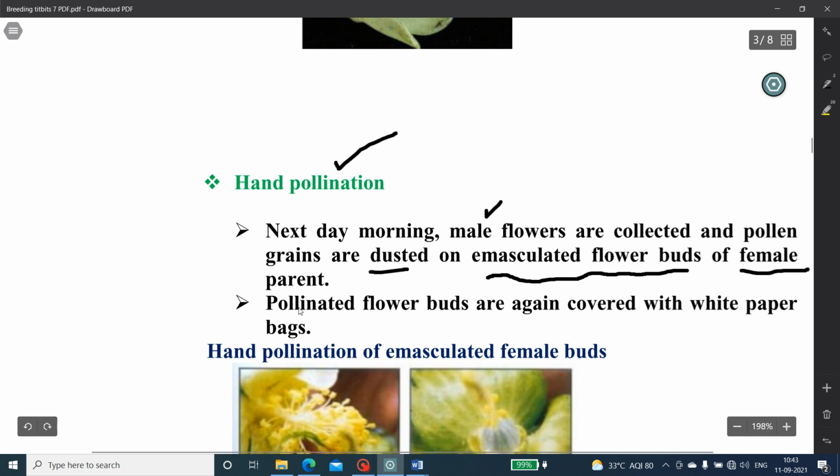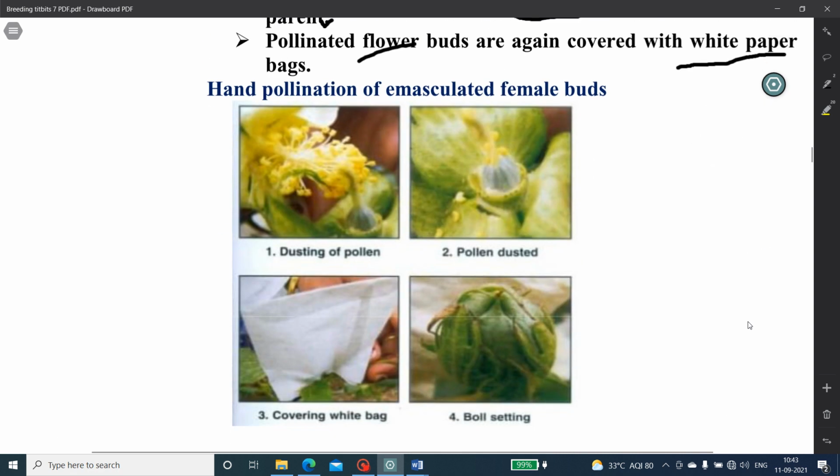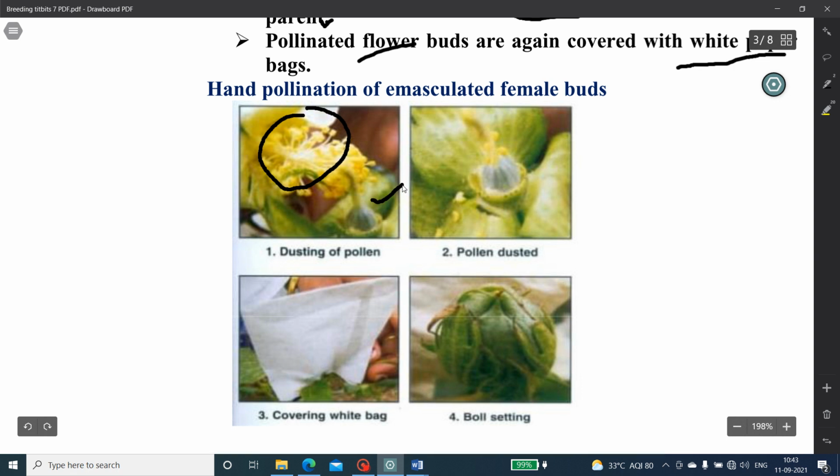the female parent. Okay, the male flowers have to be collected only from the male parent, and that has to be dusted on the emasculated flowers, particularly on the stigma of the female parent. Again, the pollinated flowers should be covered with white butter paper bags, and this shows how hand pollination can be done. This is the male flower which has been collected from the male parent. This is an already emasculated flower located in the female parent.